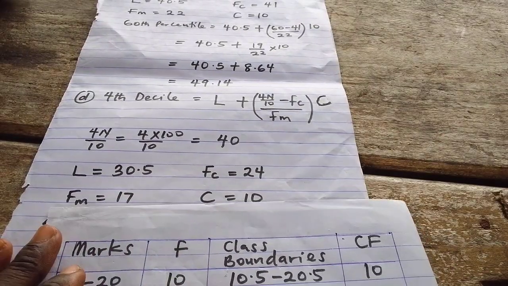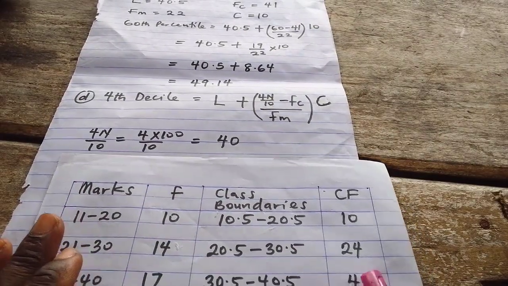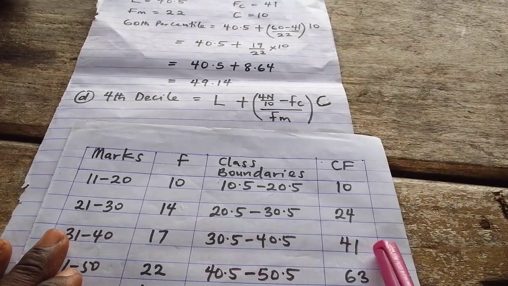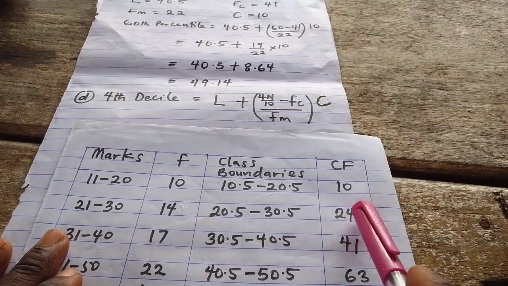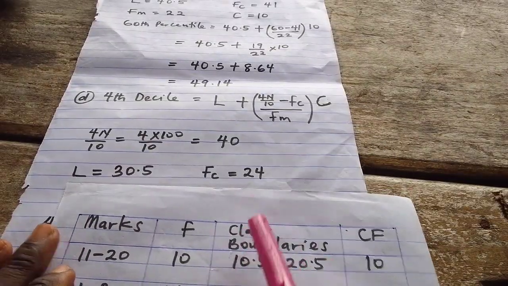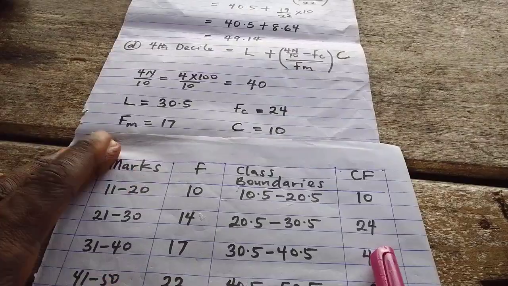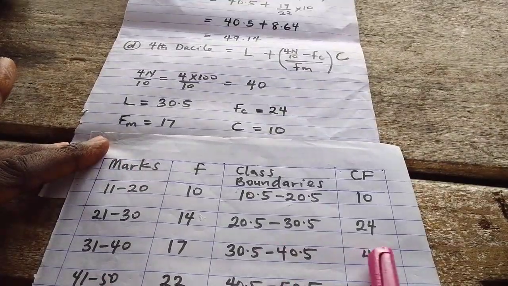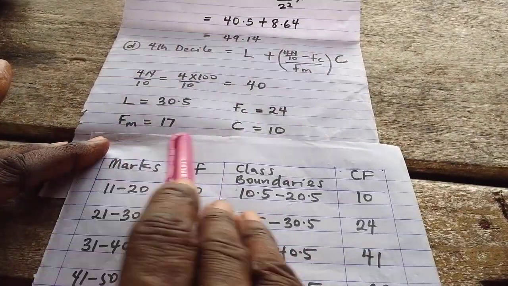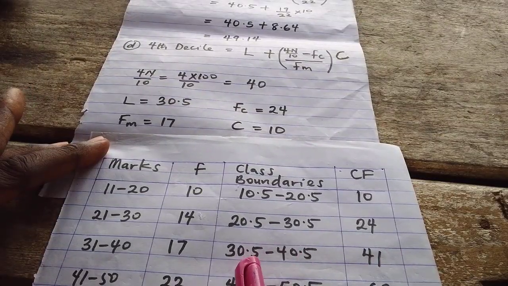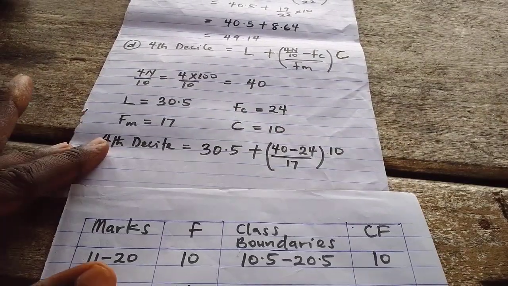So that one is 30.5. Then you are now going to get your FC. Your FC will be what? The cumulative frequency before this class. The cumulative frequency before this one is 24. So your FC is 24. Then your FM, the frequency of the fourth decile class. The frequency here is 17. Then your C is what? That is 40.5 minus 30.5 gives us 10. That is the class width.